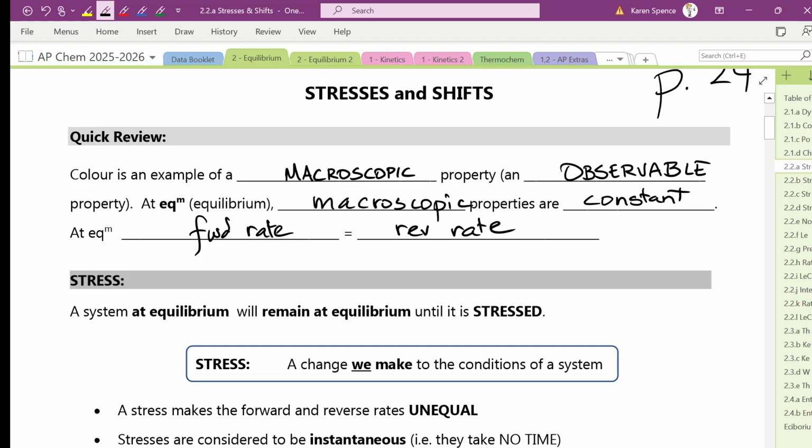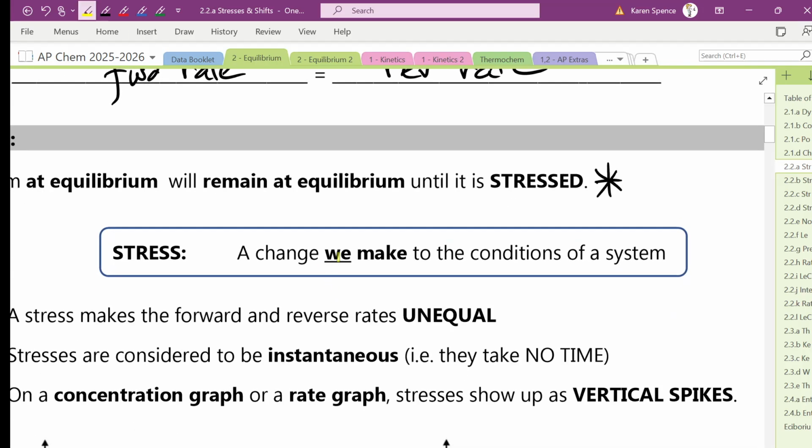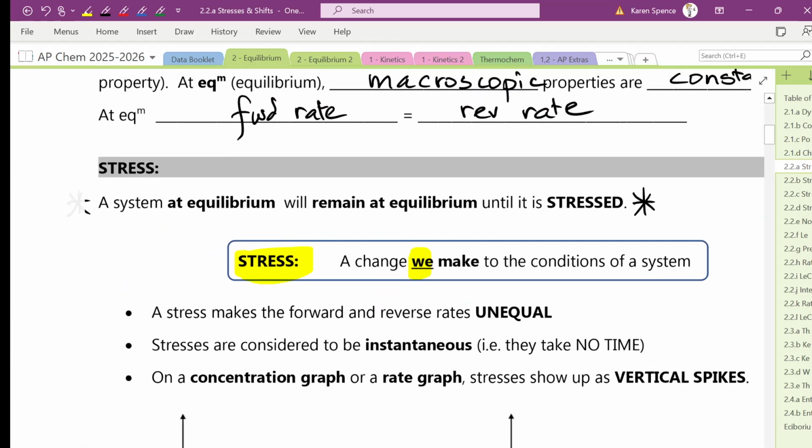Okay, a system at equilibrium will remain at equilibrium until stressed. This is an important point. And a stress is a change that we make to the system. Sometimes people think that any change is a stress. Well, if it's shifting, that's a shift, not a stress. Okay? Stresses always make the forward and reverse rates unequal.